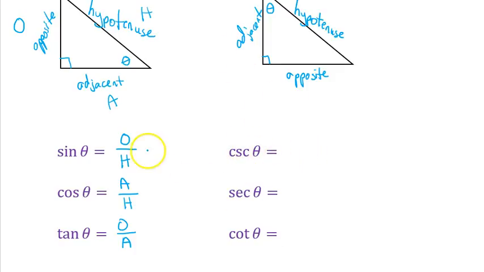And those are easy to find once you've found the first three. It just is the flip. So cosecant being the flip of sine will be hypotenuse over opposite. Secant will be hypotenuse over adjacent.